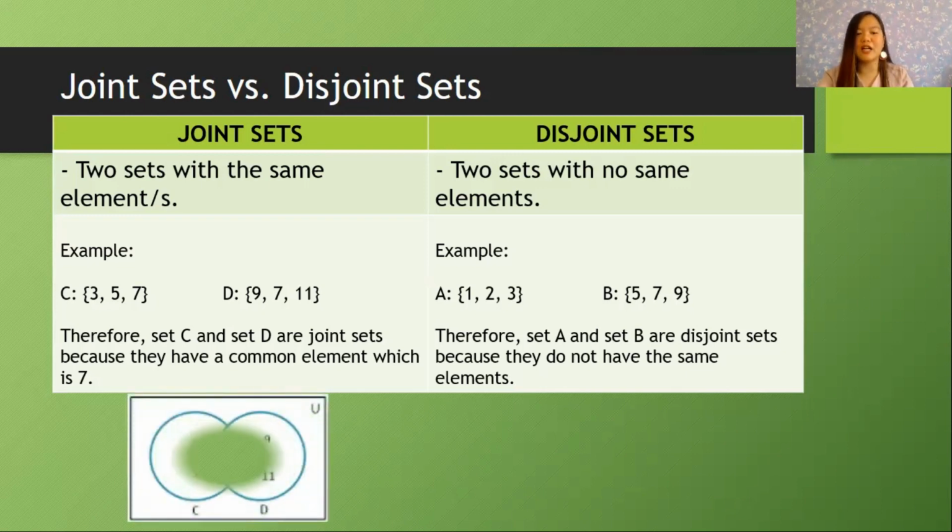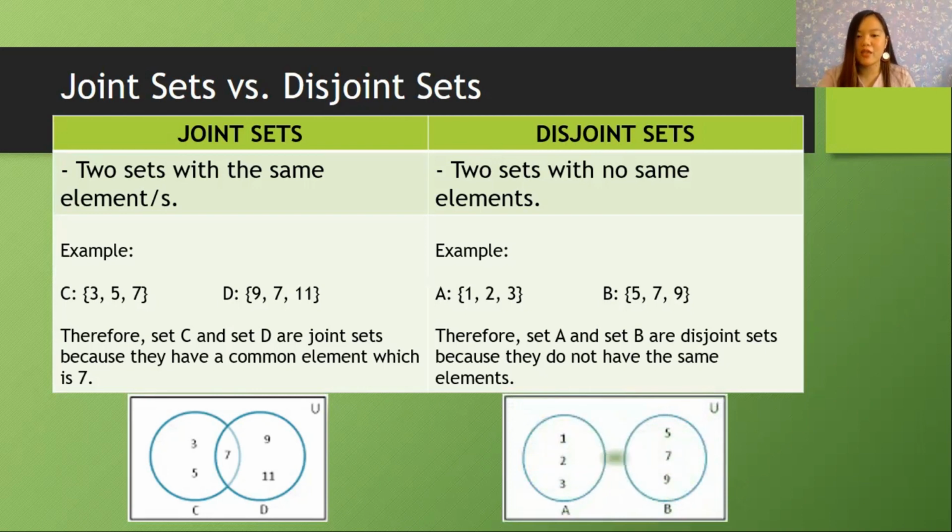So, the illustration for that is this one, with the 7 in the middle. While disjoint sets are two sets with no same elements. For example, in set A, 1, 2, 3, and set B, we have 5, 7, 9. Therefore, they do not have any common element. Set A and set B are disjoint sets because they do not have the same element. So, the illustration for that using the Venn diagram is this one.